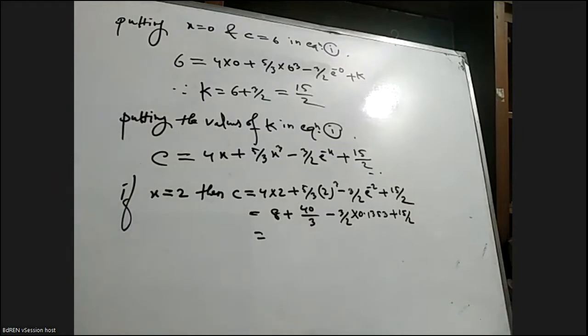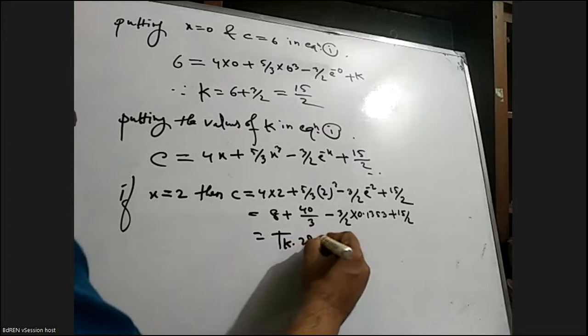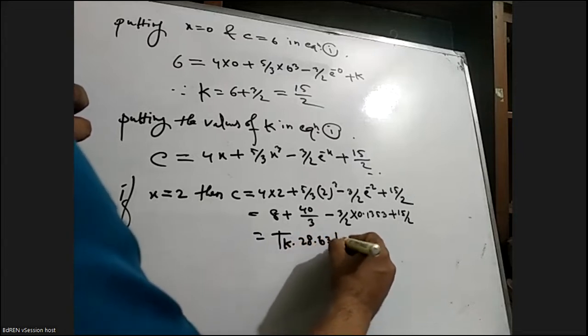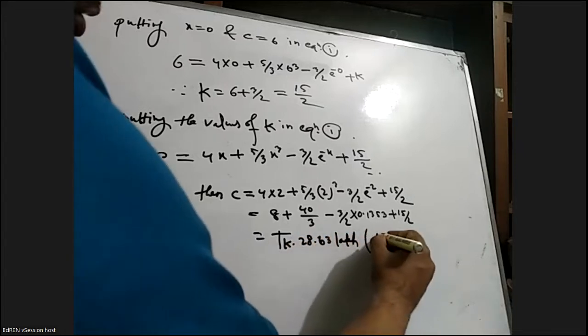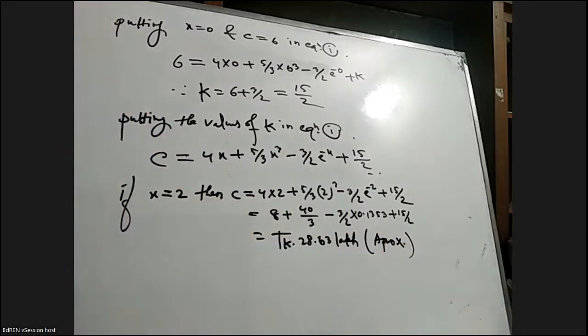Actually, this will be 28.63 lakh approximately. This is the final result of the fourth problem, if x equals 2.